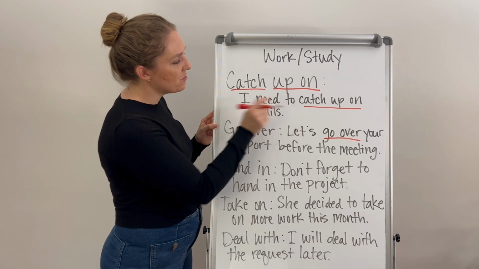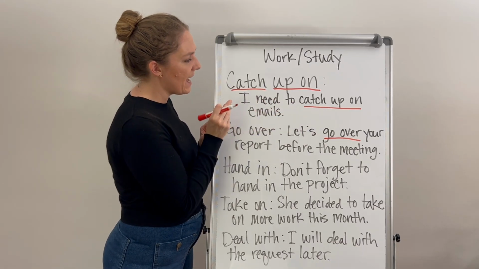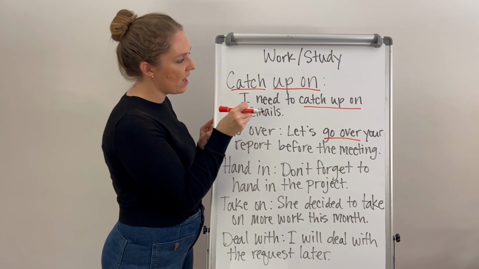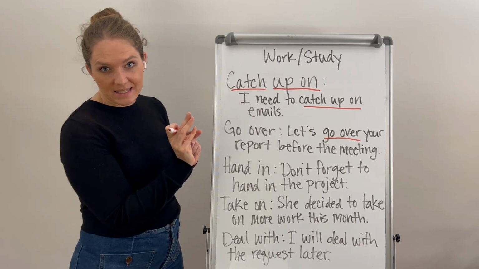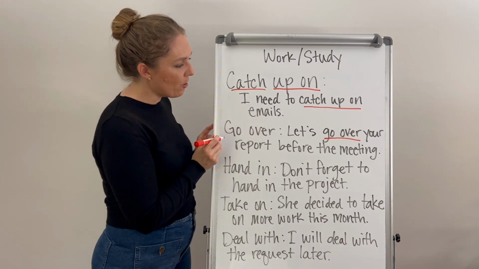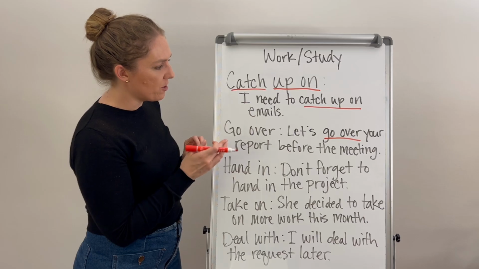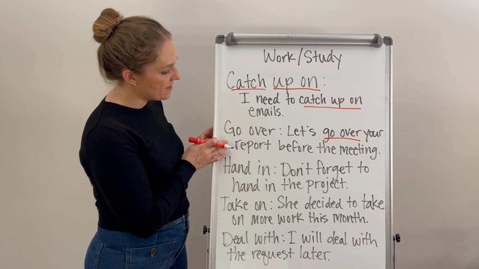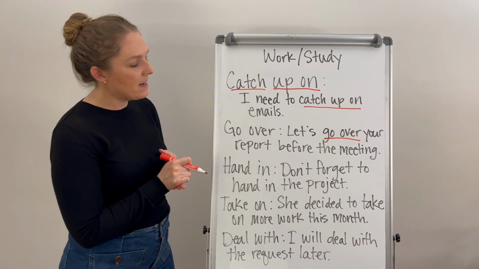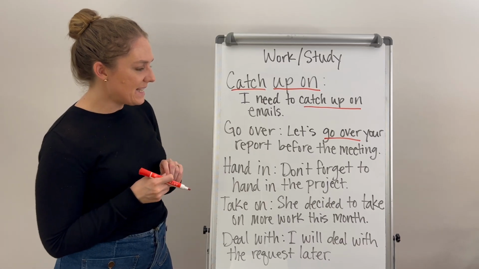And I forgot to do the separable or inseparable here. So if you were to separate this, it would say, I need to catch emails up on. But that doesn't make sense. So this one is inseparable, and go over would say, let's go report over before the meeting. This one is also inseparable. It does not make sense. Cannot be separated.